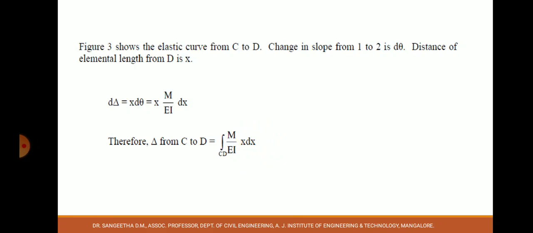So, when you take the moment of the area of the M by EI diagram about a point, that gives the deflection. When you take the area of an M by EI diagram, you will get rotation.